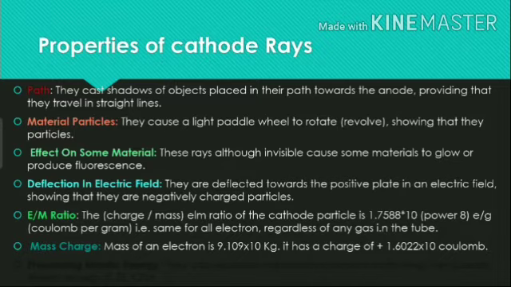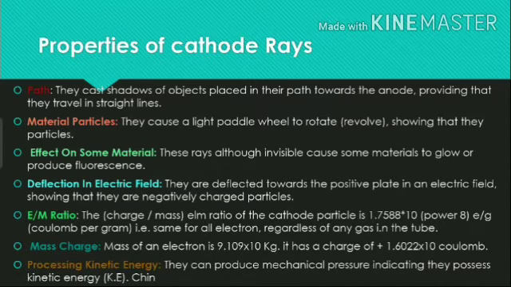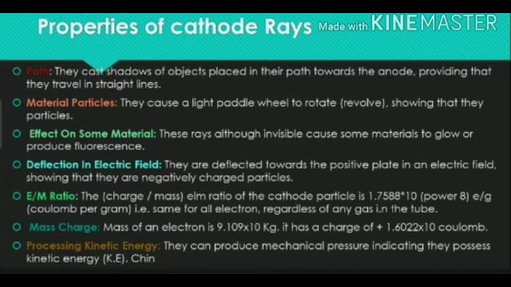Number 5, e/m ratio: the charge to mass ratio of the cathode ray particle is 1.7588 × 10^8 coulomb per gram, the same for all electrons regardless of the gas in the tube. Number 7, mass and charge: the mass of an electron is 9.10 × 10^-31 kg. It has a charge of 1.602 × 10^-19 coulomb. Number 8, possessing kinetic energy: they can produce mechanical pressure, indicating they possess kinetic energy.